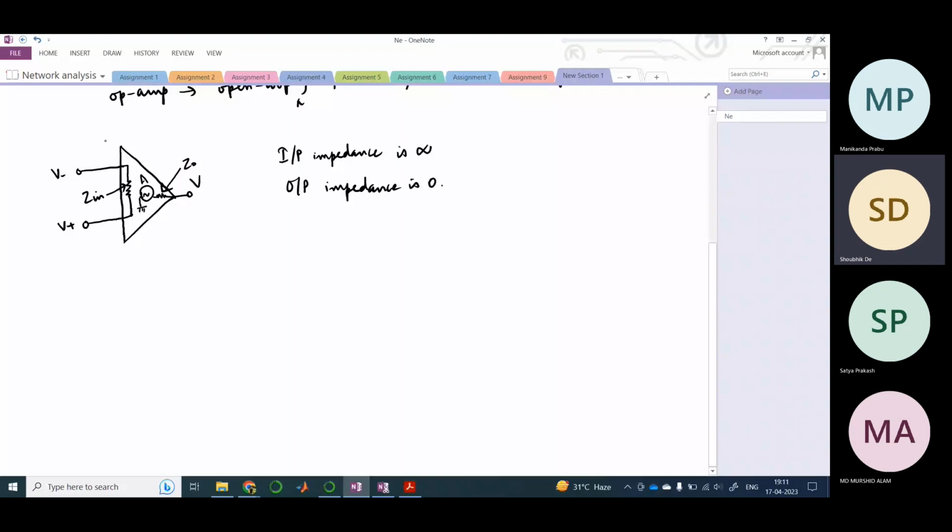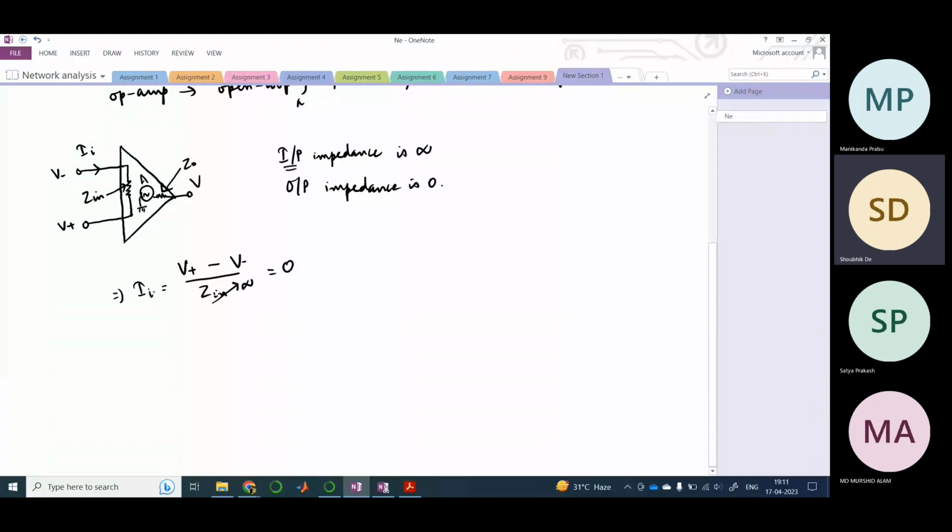By that I mean, if input impedance is infinite, for example, say a current I is flowing between the two input terminals. The input current would be V plus minus V minus divided by Z in. Now as per the property, Z in is infinite, so that means it is an open circuit. Therefore the current is zero.